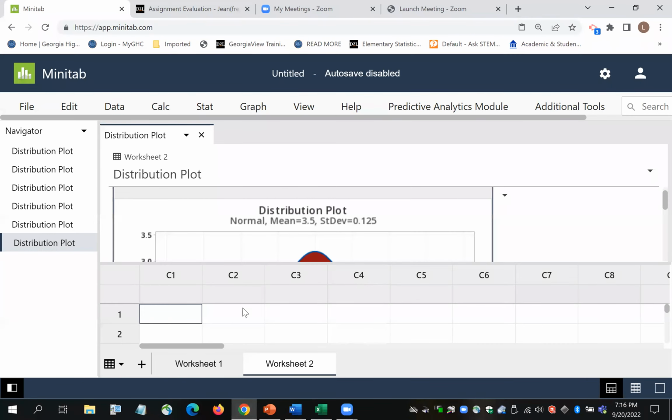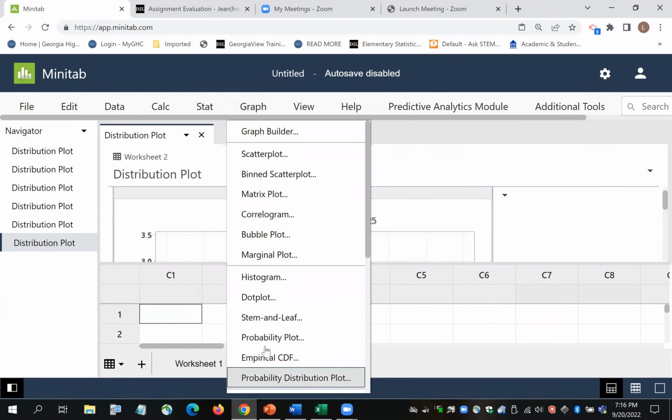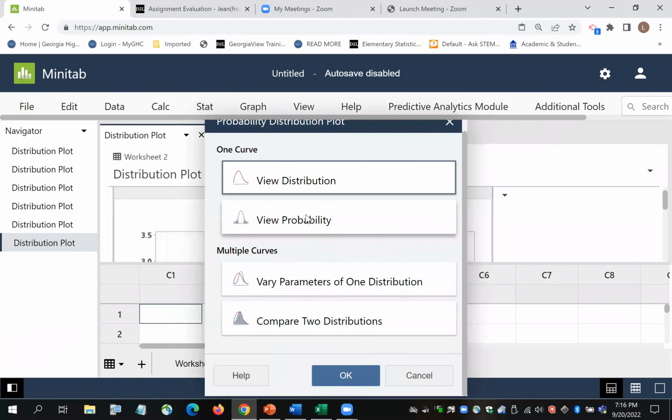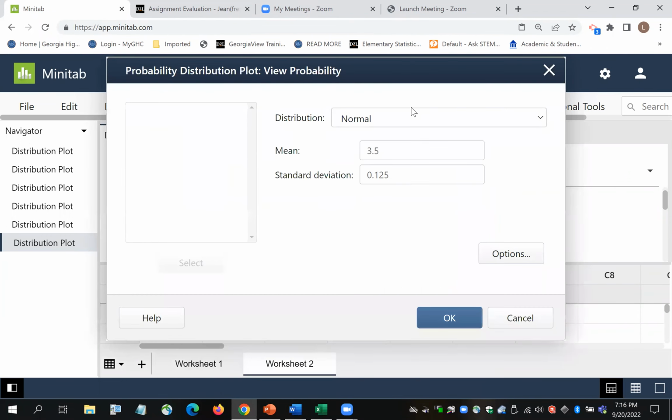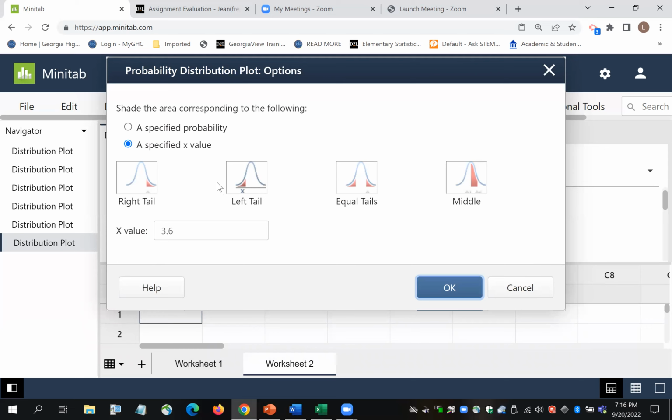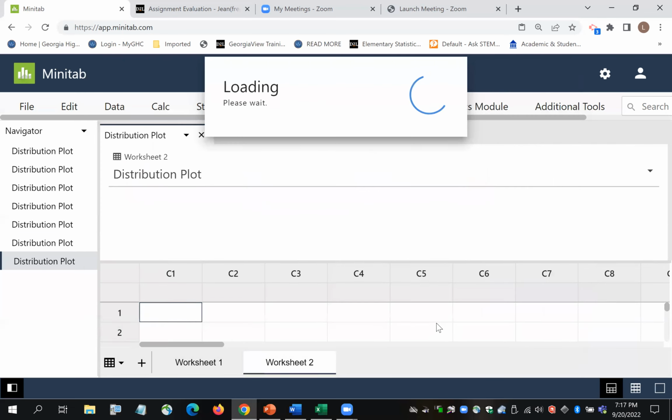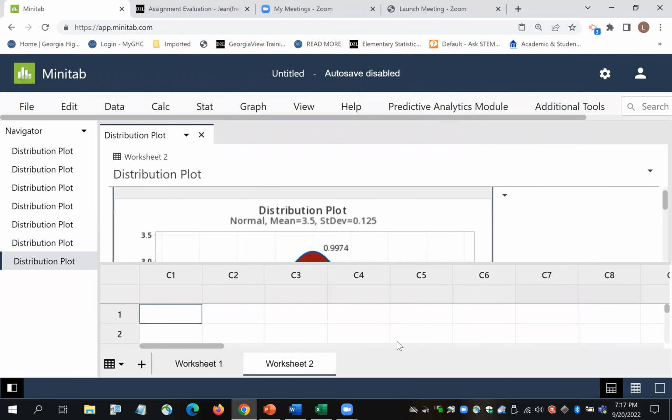Out to Minitab. Graph. Probability distribution plot. View probability. Click OK. It's normal. Mean of 3.5. Standard deviation of 0.125. Options. We're doing right tail. 3.15. Whoops, make sure you type it right. Click OK. OK. Again, you get your plot.